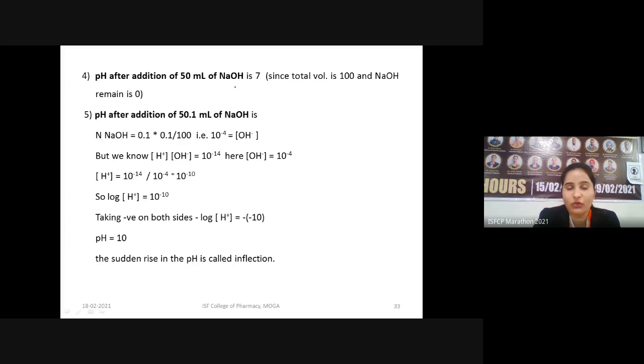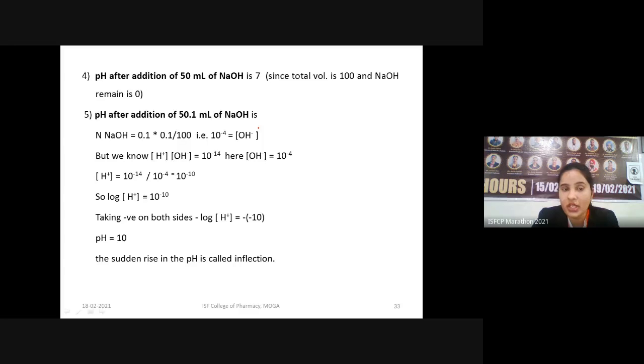What will be the pH of the solution when we have added 50 ml of sodium hydroxide? Since we had 50 ml of HCl solution in our conical flask, and for the complete neutralization of 50 ml of 0.1 normal HCl solution, 50 ml of sodium hydroxide solution of 0.1 normal concentration was required. So what is going to happen at this specific point? All the H+ ions which were produced by HCl have been neutralized by the OH- ions which have been produced by sodium hydroxide.